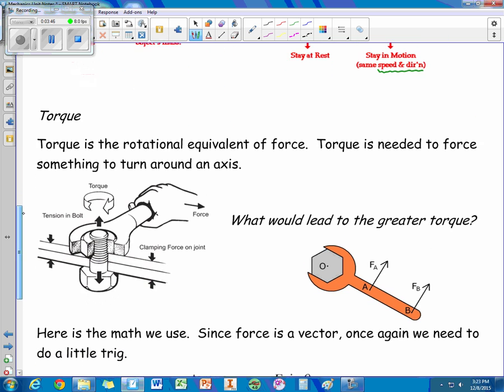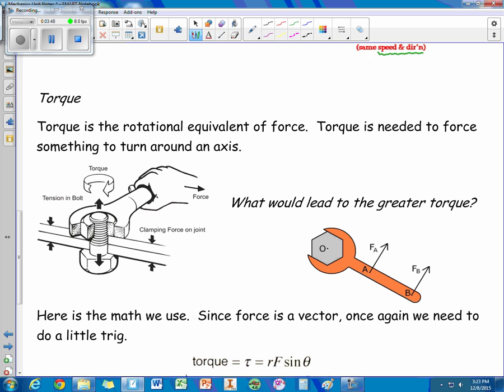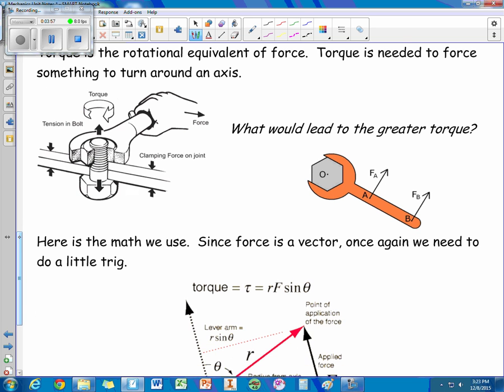We do have something called rotational force. That's called torque. Torque is how much force is needed to rotate something. So let's say I have this wrench here, and I have a force A and a force B. Which one would lead to the greater torque? And I think we can all agree that it's going to be force B. So what torque is, the way we calculate it is it's a force times a lever arm distance.